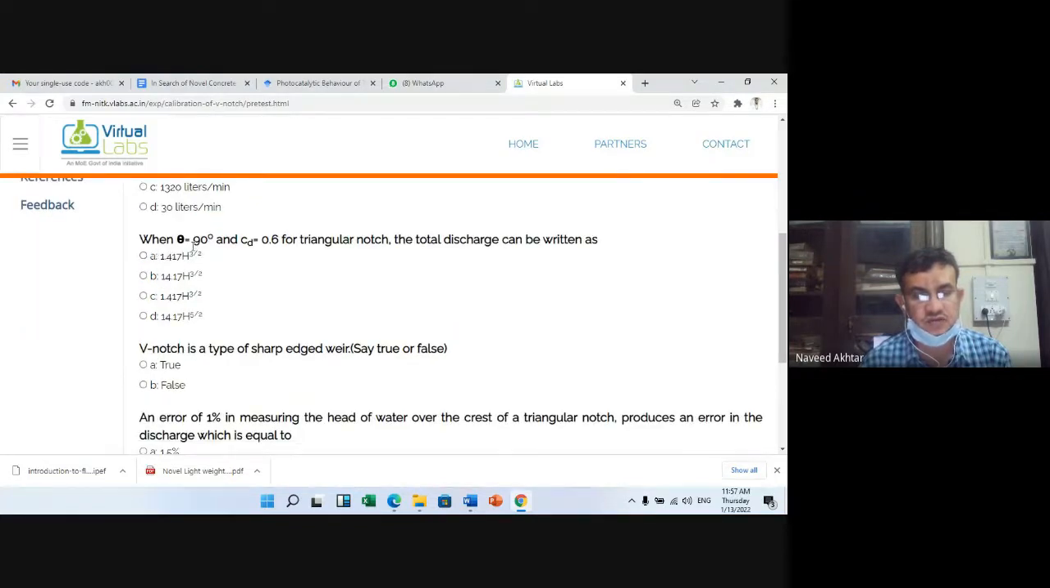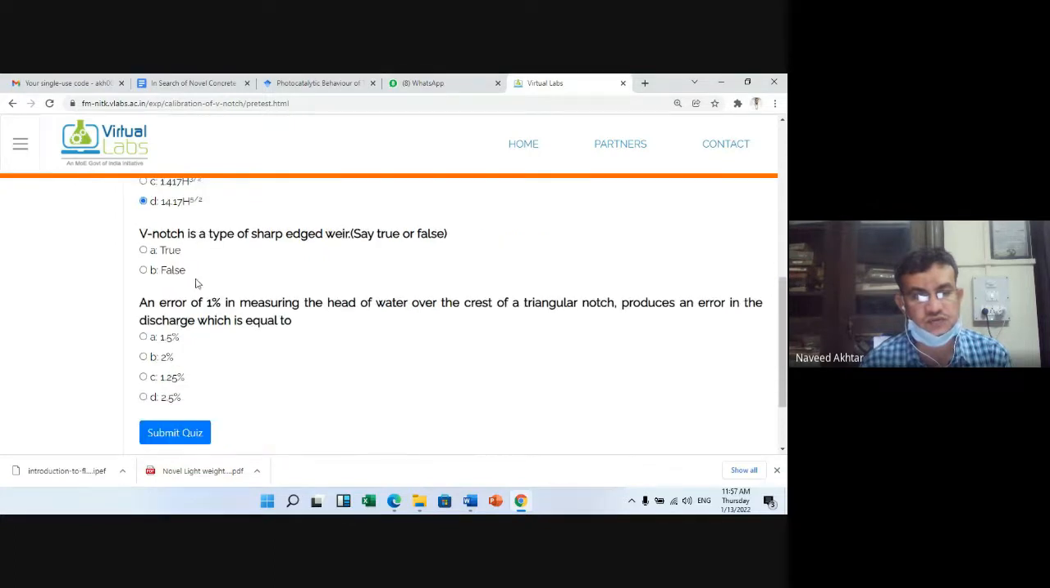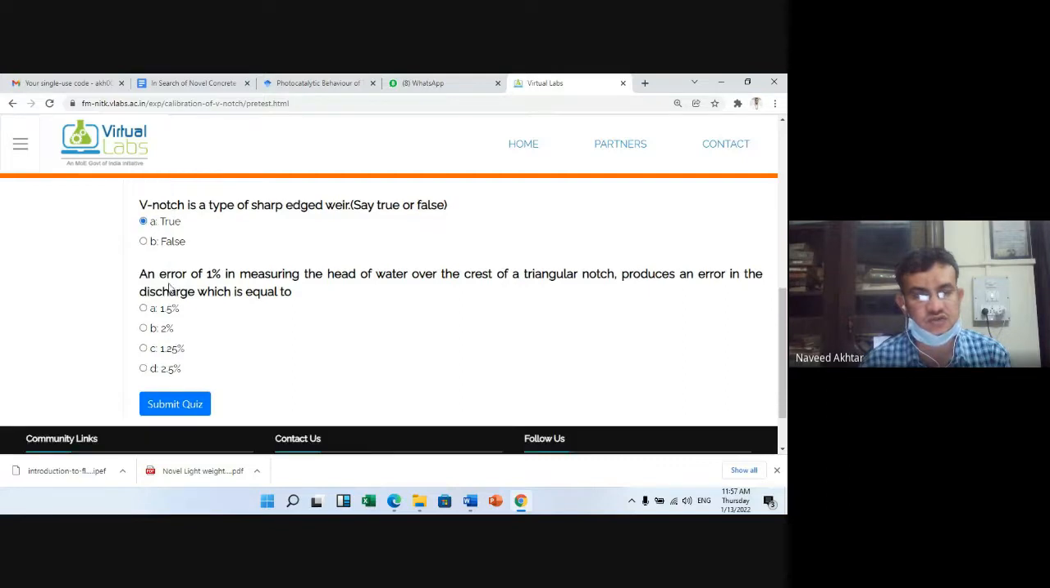When theta is equal to 90 degrees, CD is 0.6 for a triangular notch. सब डिस्चार्ज फार्मूला आपको निकालना है 90 डिग्री के लिए, लेकिन CD की वैल्यू 0.6 है तो it is already given. 1.417 to the power of 5/2. V notch is a type of sharp edge, okay, it is true.